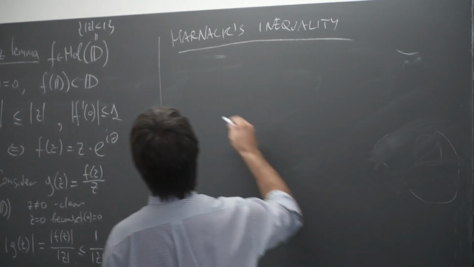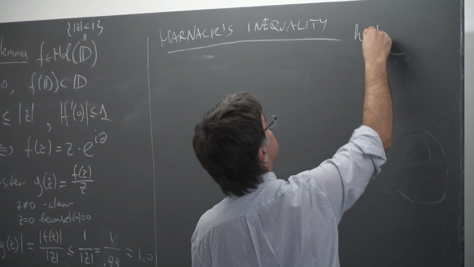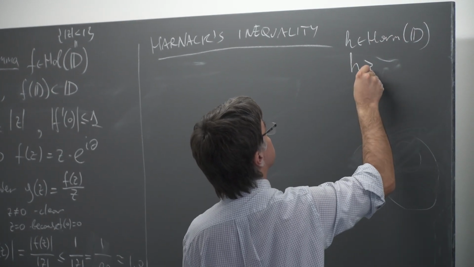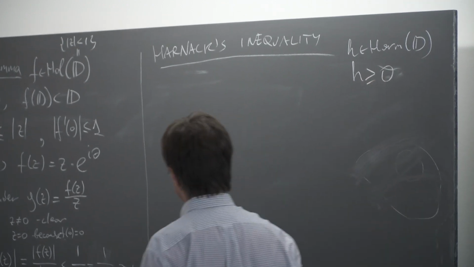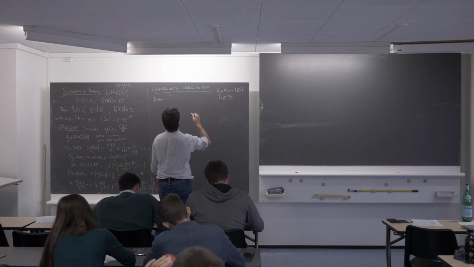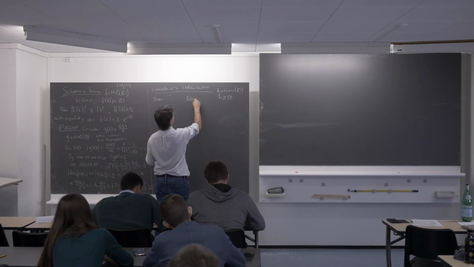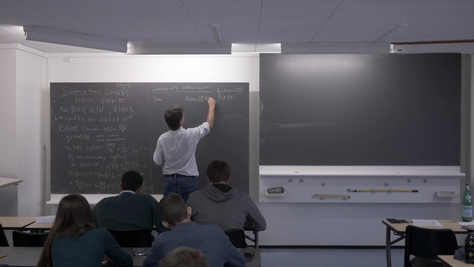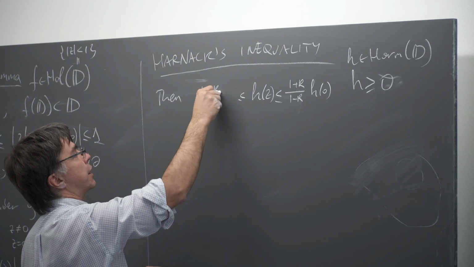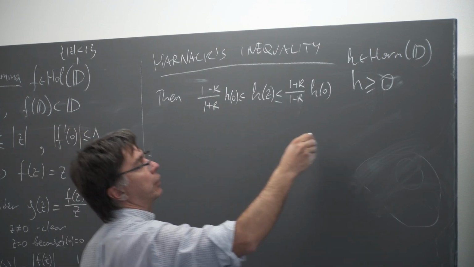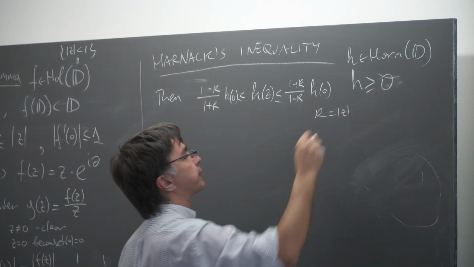And it says that suppose that the function h is harmonic inside the unit disk, and h is positive there. Then h(z) is at most (1 plus r) over (1 minus r) times h(0), and at least (1 minus r) over (1 plus r) times h(0), where r is the absolute value of z.